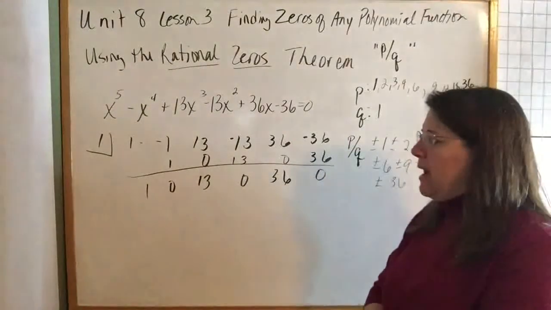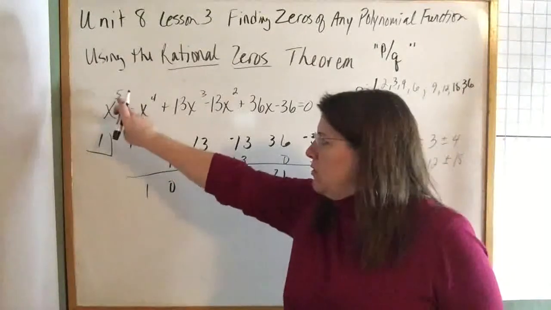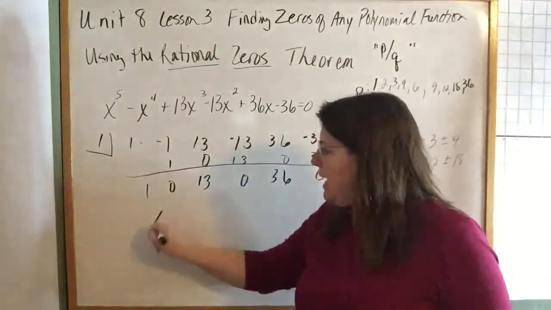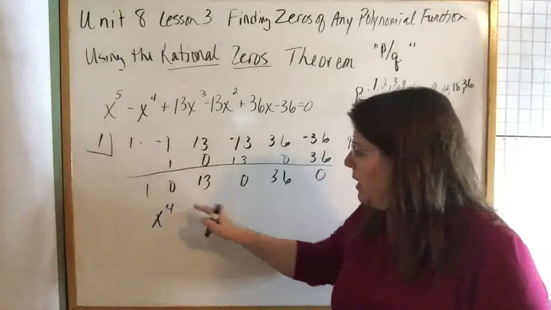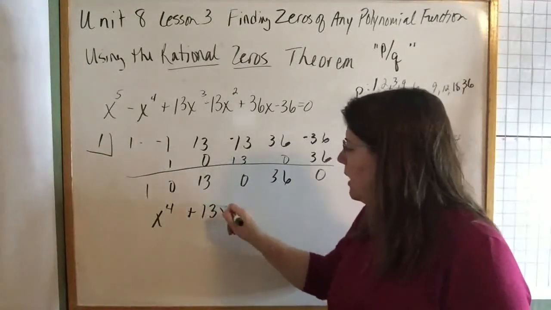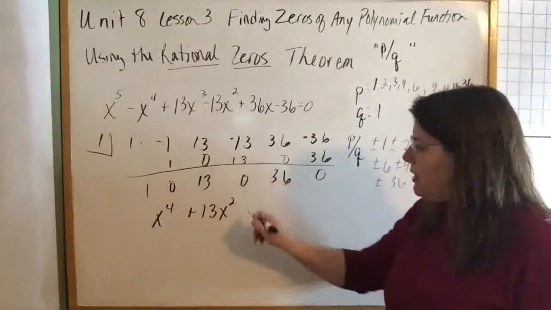Then I have to write down my depressed polynomial. Remember, the depressed polynomial goes down by 1 degree. So I have 1 x to the 4th plus 0x cubed plus 13x squared plus 0x plus 36.